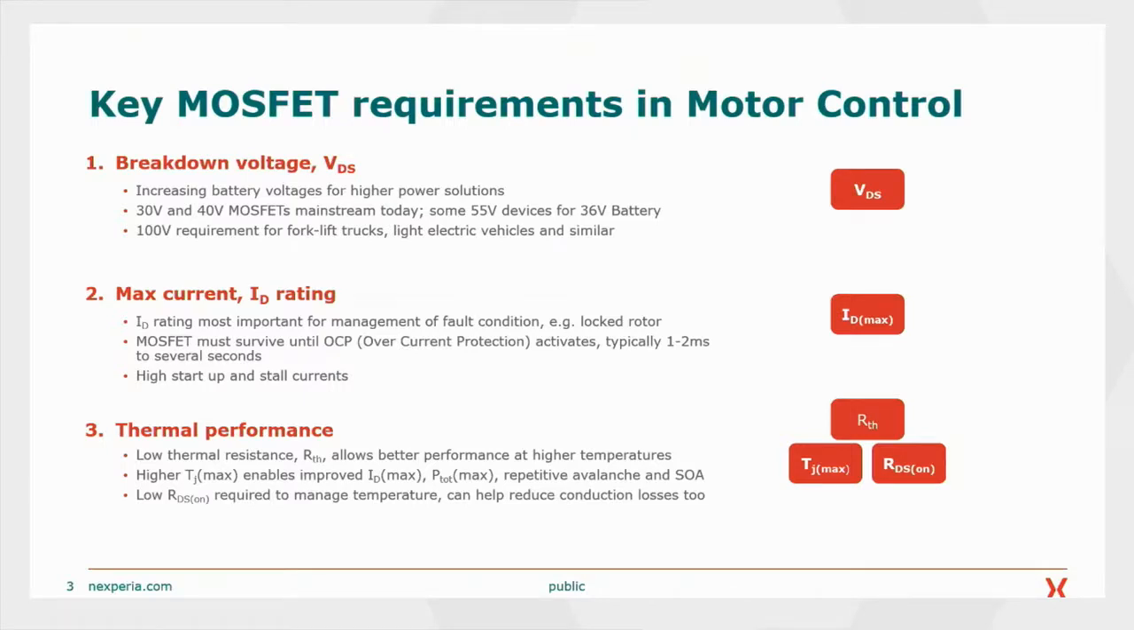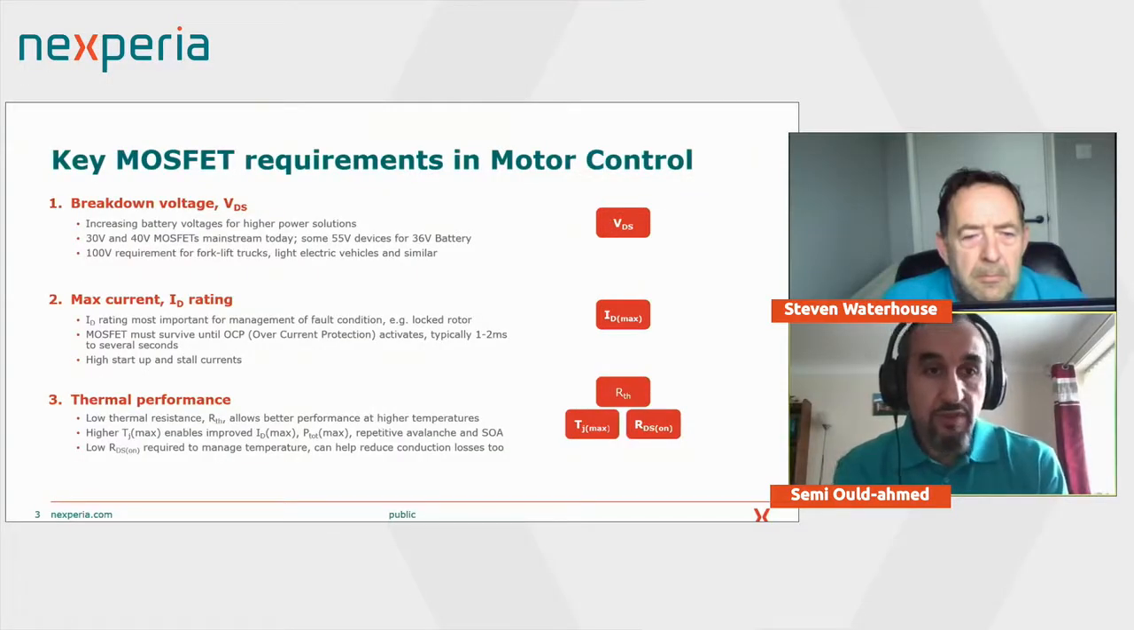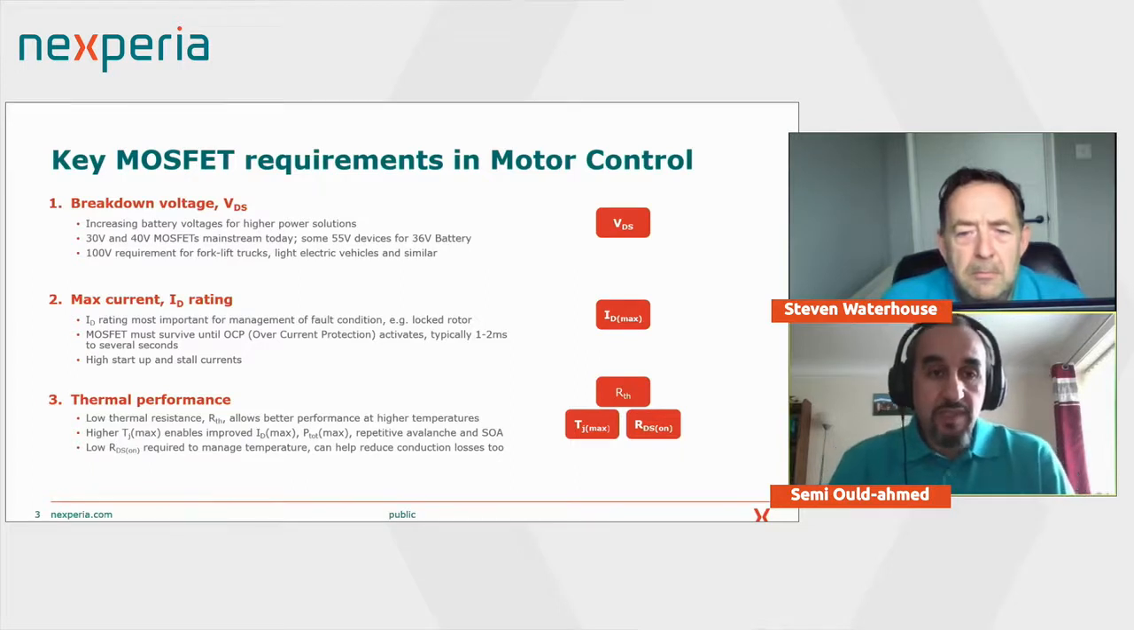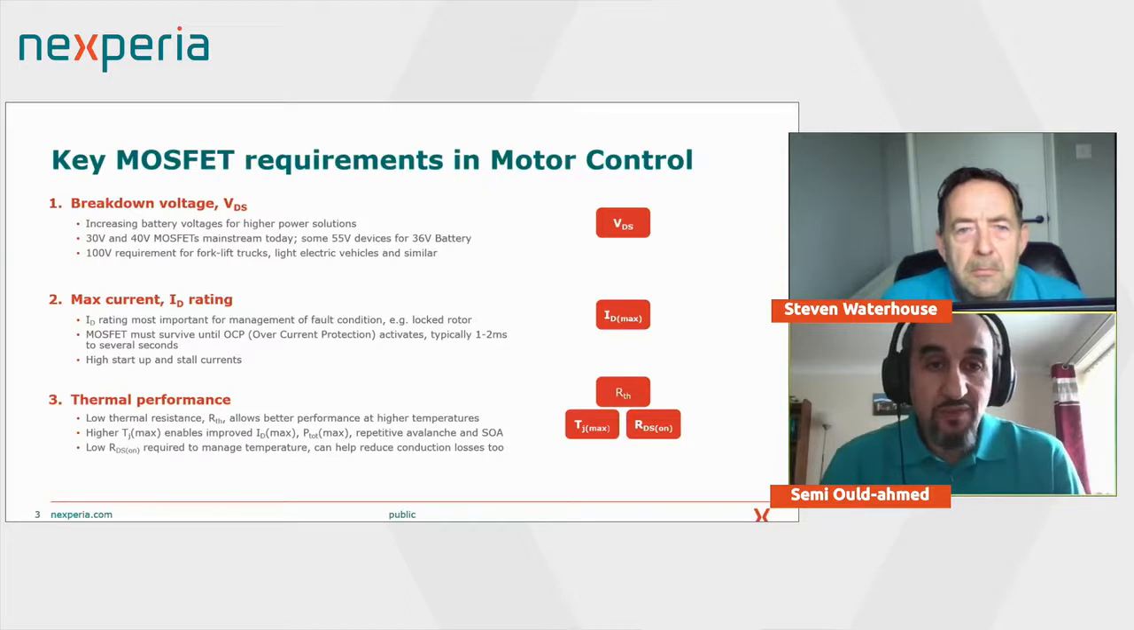Perhaps one of the most important parameters in the MOSFET is the ID current rating. We mention here most relevant to management of fault condition and locked motor, because it is obvious that one selects an ID rating suitable for a nominal current. However, it is now accepted that stalled motors, as well as fault conditions, are part and parcel of the normal operation of the application, and therefore the maximum rating of the MOSFET is very important.